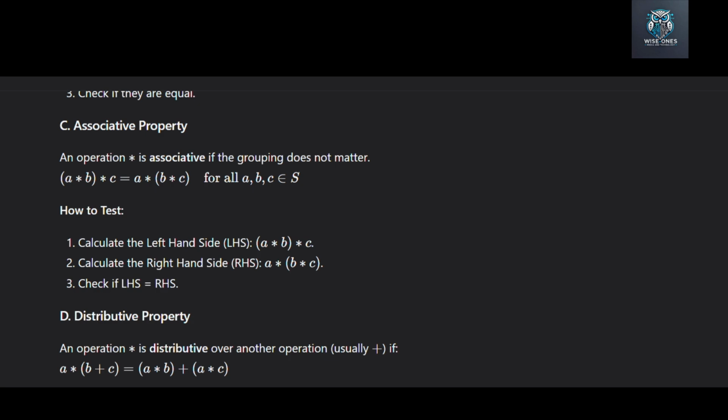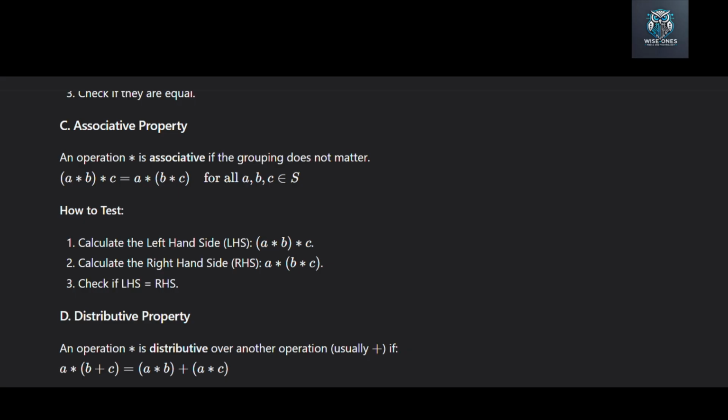Step 1. Calculate the left-hand side. That is (a star b) star c. Step 2. Calculate the right-hand side. That is a star (b star c). Step 3. Check if the left-hand side equals the right-hand side.